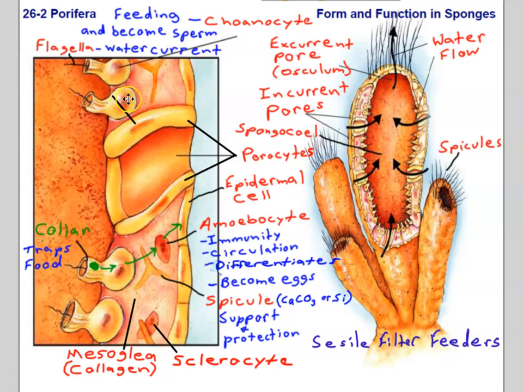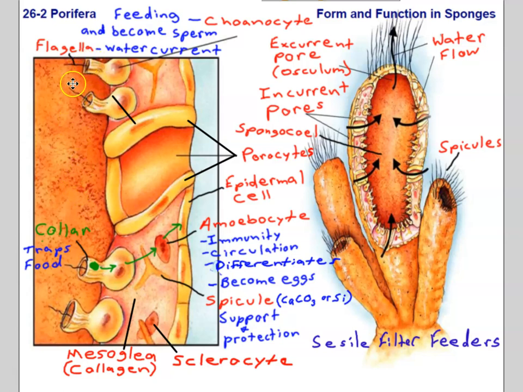So these cells are lining the inside of the sponge. If we go back over here, it would be the inside of the sponge here that would be lined with choanocytes. And those choanocytes are there to set up feeding currents. They have flagella, right? Choanoflagellates, they have flagella, and those flagella beat, and that's what moves the water through the sponge. That's what's pumping water through the sponge, and sponges can move a lot of water.